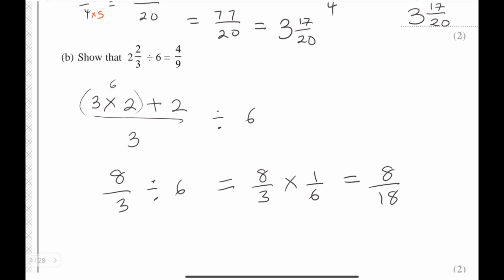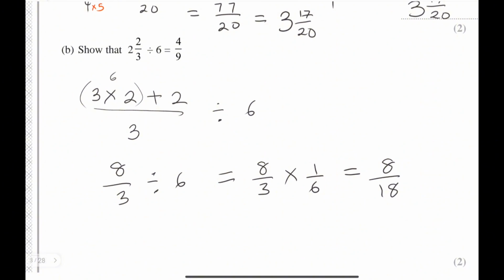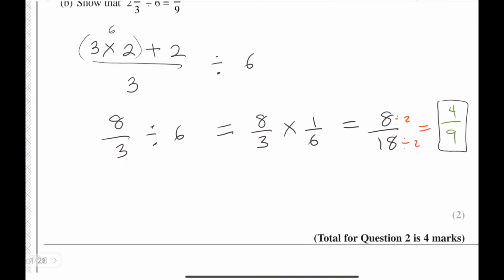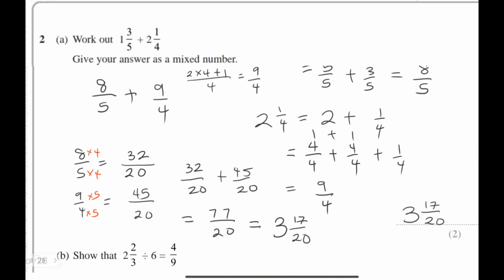So this is obviously not in simplest form. By dividing both numbers by 2, we end up with 4/9, which is exactly what we are asked to prove. So our answer has been proven. Hope this makes sense as well.